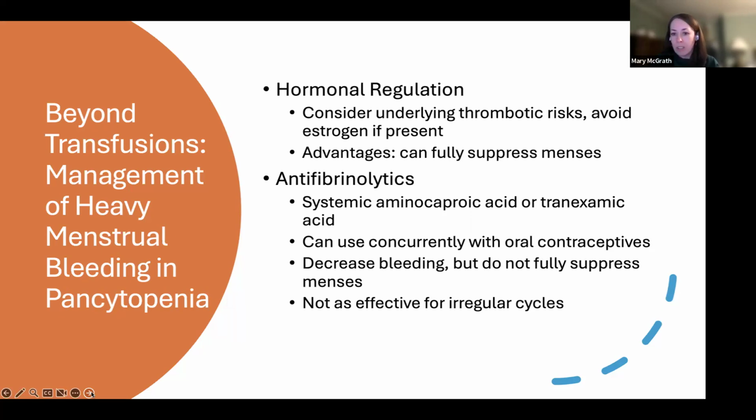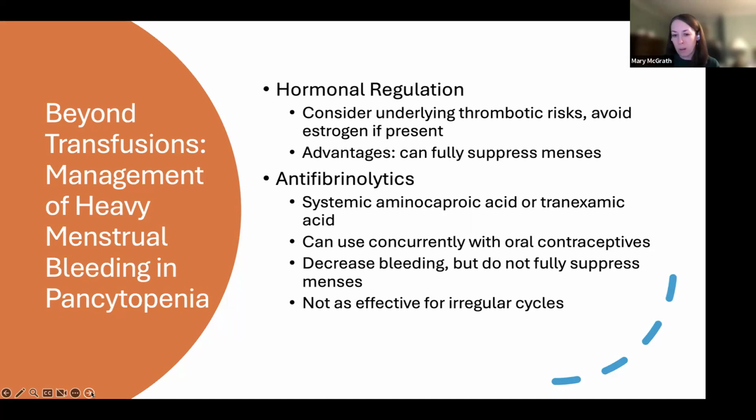They can be used safely concurrently with oral contraception if needed, and they do work pretty well at decreasing bleeding. However, unlike the oral contraceptives, we can't really fully suppress periods for patients. And so if they do have, like I mentioned, baseline anemia that we're worried about, sometimes using the hormonal medications can be a little bit more beneficial.